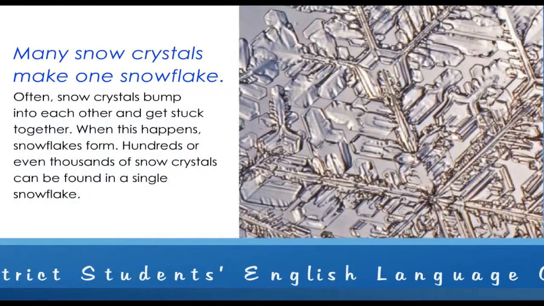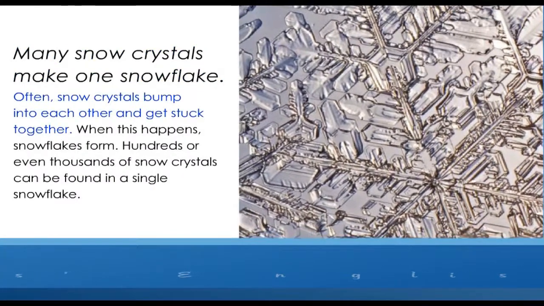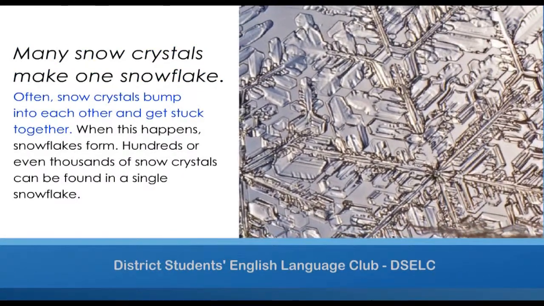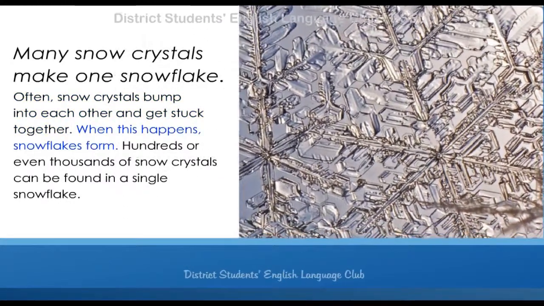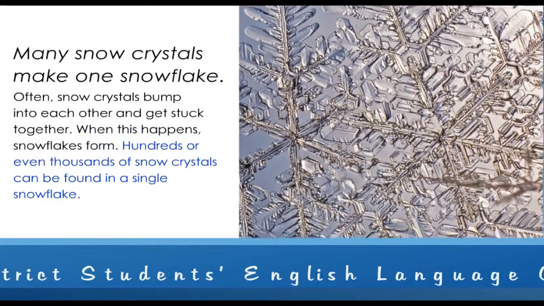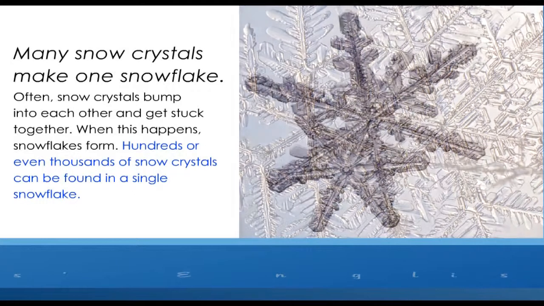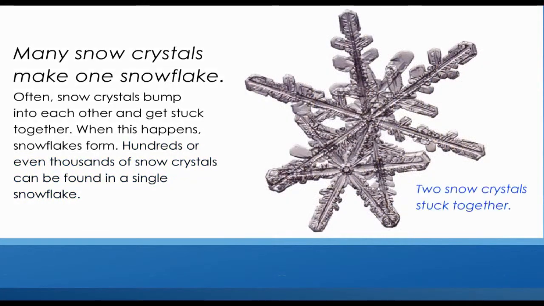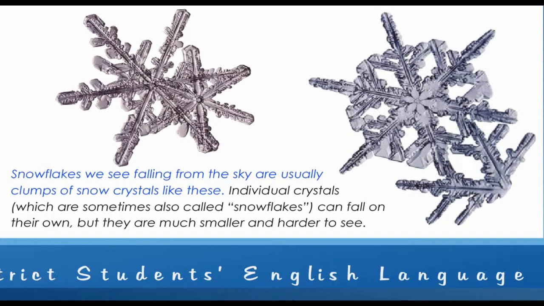Many snow crystals make one snowflake. Often, snow crystals bump into each other and get stuck together. When this happens, snowflakes form. Hundreds or even thousands of snow crystals can be found in a single snowflake. 2 snow crystals stuck together. Snowflakes we see falling from the sky are usually clumps of snow crystals like these.